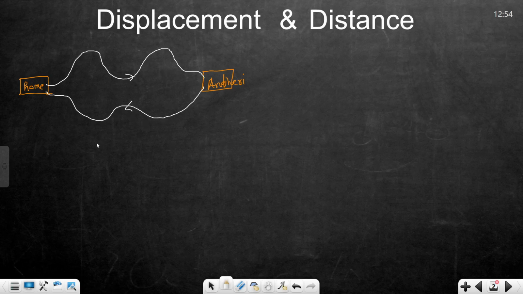So what will be the net displacement? Delta x will be 0 because the initial point and final point are the same. So displacement will be 0. But the odometer of your vehicle will measure the net distance covered. It will not show 0; it will measure the net distance covered. Clear or not? Did you understand?